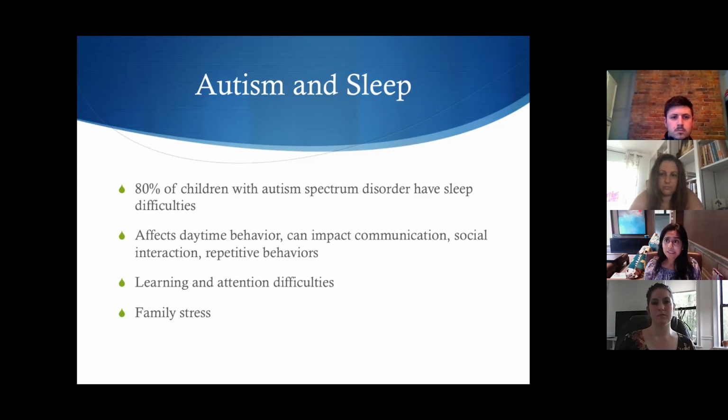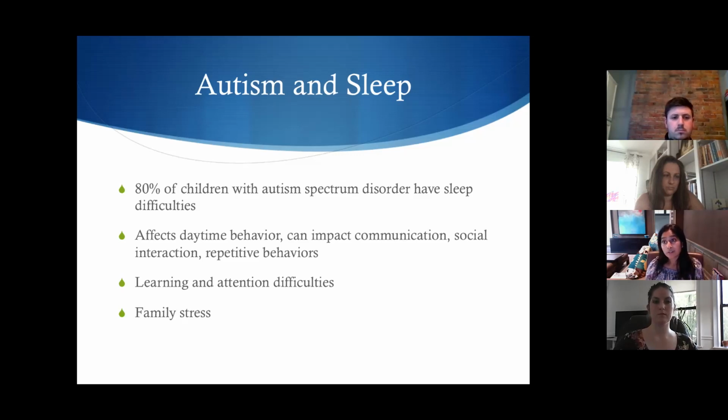As I mentioned, sleep plays a very big role in memory consolidation. So we make memories as we're sleeping. We take all of those pieces of information that we've learned during the day and we smush them all together, and that's how we start to develop those memories. And because it plays such a big role in memories, it also has an impact on learning.